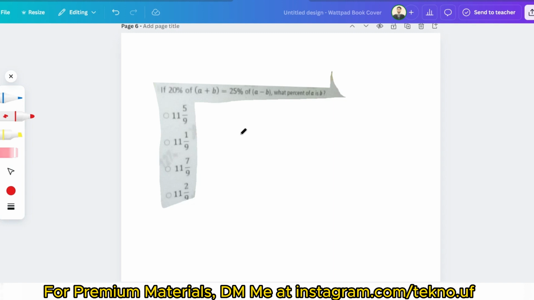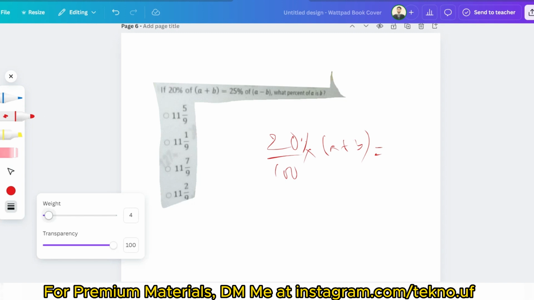Okay, so let me solve it. 20% of a plus b is equal to 25% of a minus b, and all of these are real questions, so you can solve real actual exam questions as well. So 20% of a plus b is equal to 25% of a minus b. 20 by 100 into a plus b is equal to 25 by 100 into a minus b.